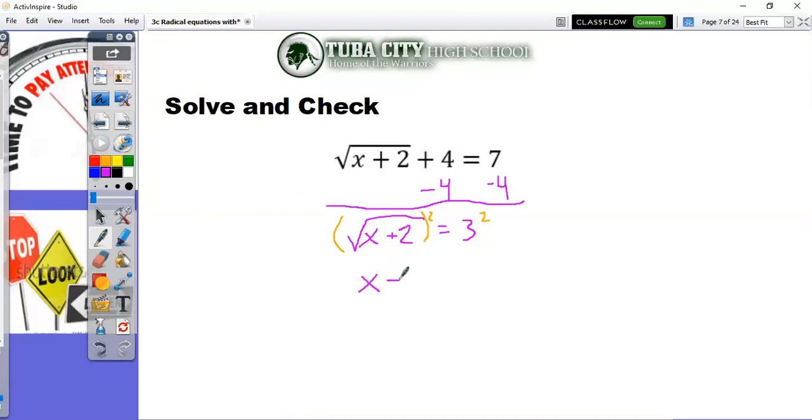If I square the square root, the root and the square cancel each other out. They vanish. So now I have to square 3, which is the only item on this side. Now, to get x entirely by itself, I just need to move the 2 out of the way. So x equals 7. And now I'm going to check my work.